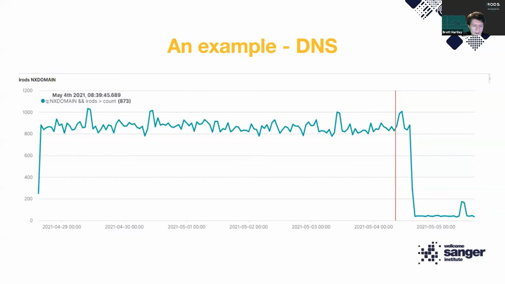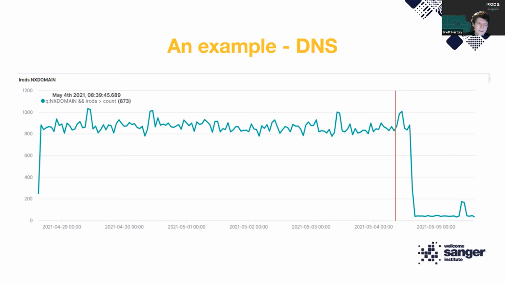So then we have a couple of actual use cases where we've identified a problem, looked at it and gone, well, this is a thing, this is how we could fix it. This is a graph of NX domain errors in iRods, which is when you make a DNS query and the domain just doesn't exist. All of our iRods infrastructure had a domain in the search order that didn't exist, so we get a bunch of these errors.